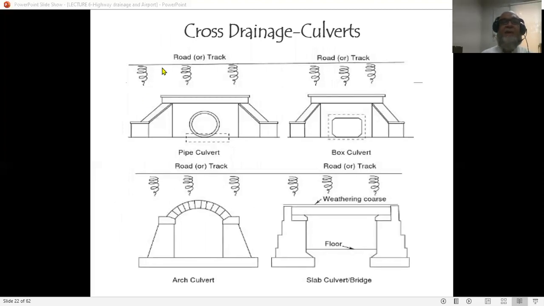These are typical samples of cross drainage work. We have a pipe culvert. So this is a structure and the water is allowed through the pipe. Another way is to have a box culvert. There is an arch culvert. Now this whole section will allow water to pass. And there is a slab bridge in which you will allow water from the side. Depending upon the capacity, we can have these cross drainage works.